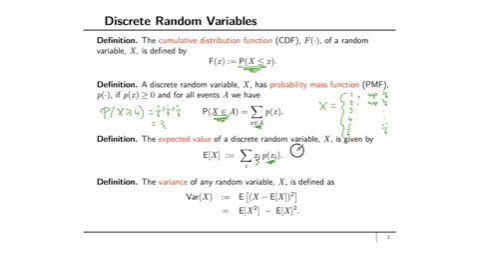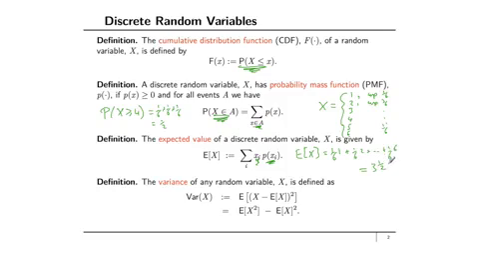Likewise, we can compute the expected value of X in this case. It is equal to 1/6 times 1 plus 1/6 times 2, and so on, plus 1/6 times 6, and that comes out to be 3.5.